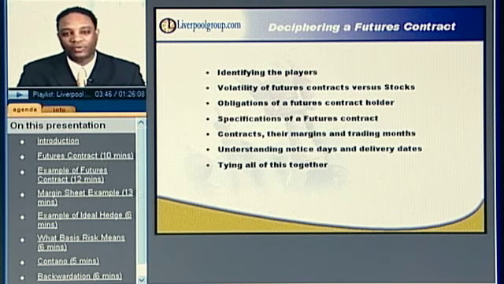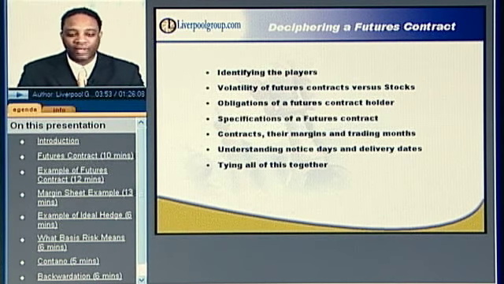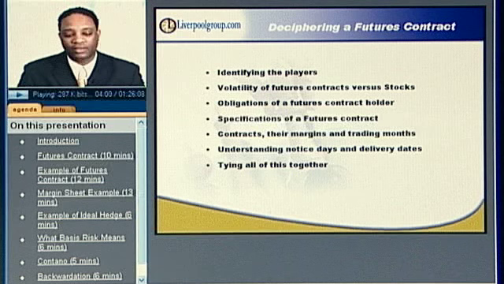Now, when we're deciphering a futures contract, we'll cover about seven core areas. We'll first talk about identifying the players that invest in futures contracts. We'll then talk about the true volatility of futures contracts. And then we'll talk about your obligations as a futures contract holder, which completely differ from many stock investments. Futures contracts are actual binding contracts and agreements that put you on the hook for certain things, and it's good to understand what those things are.